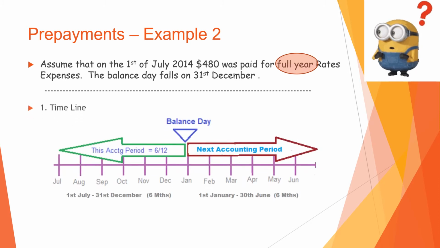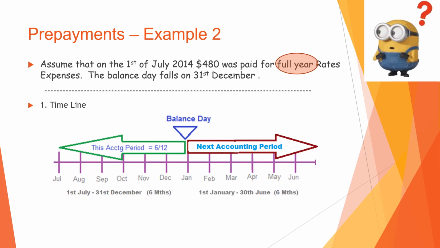Let us construct the timeline to understand how much is supposed to be for this year. It says 1st of July for the full year. So if it's from the 1st of July, it will extend right up to 30th of June. That is for the full year, that is the 12 months. But the second sentence says 31st December is the balance day. So we have the balance day.